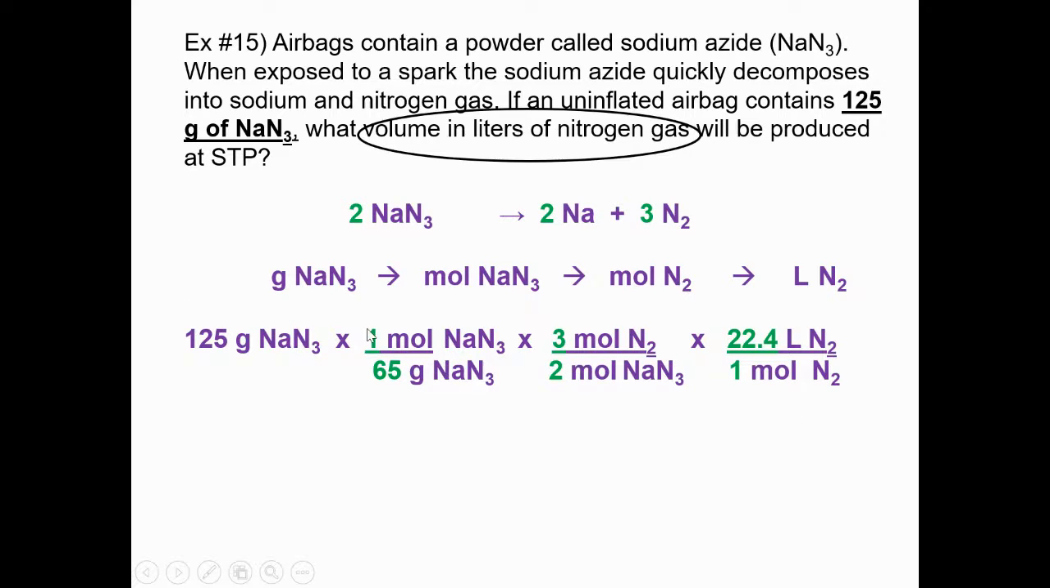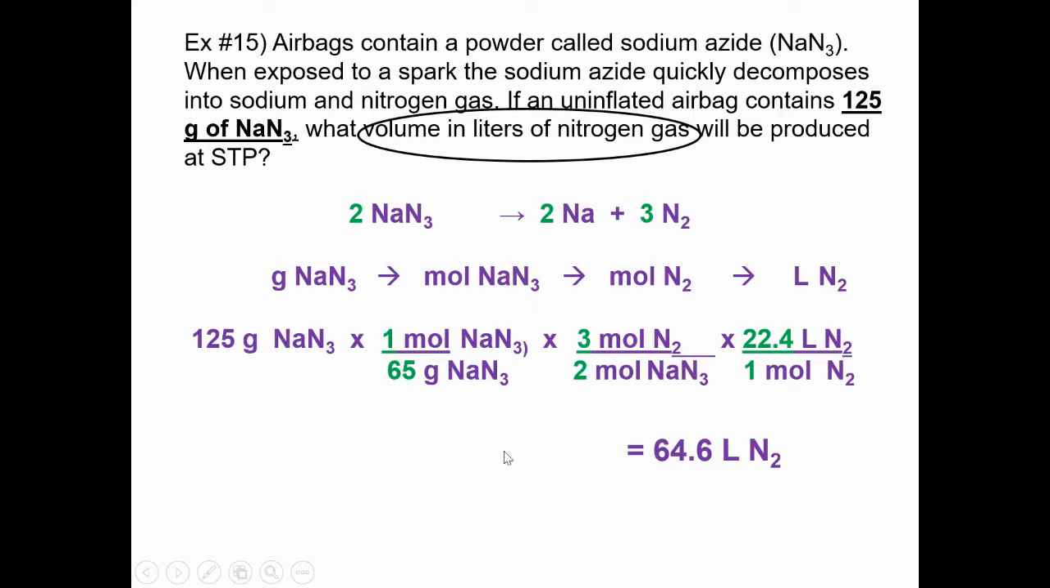Now I have a lot to put in my calculator. 125 times 1 divided by 65 times 3 divided by 2 times 22.4 equals the number of liters of nitrogen. And it comes out to be 64.6 liters of nitrogen.